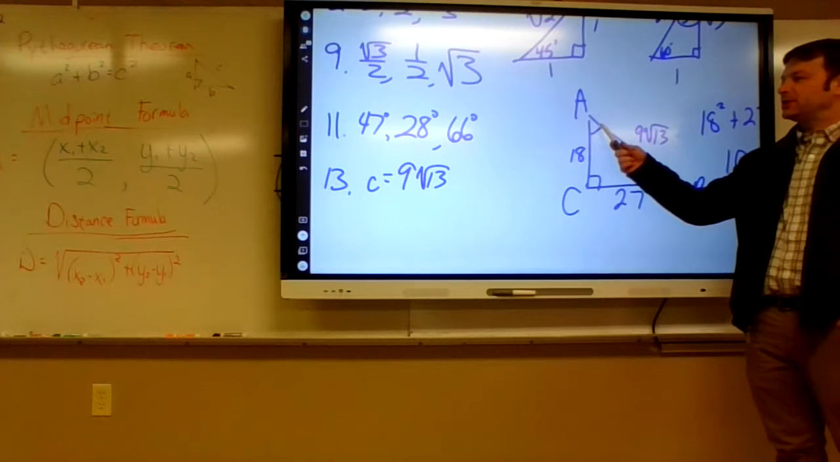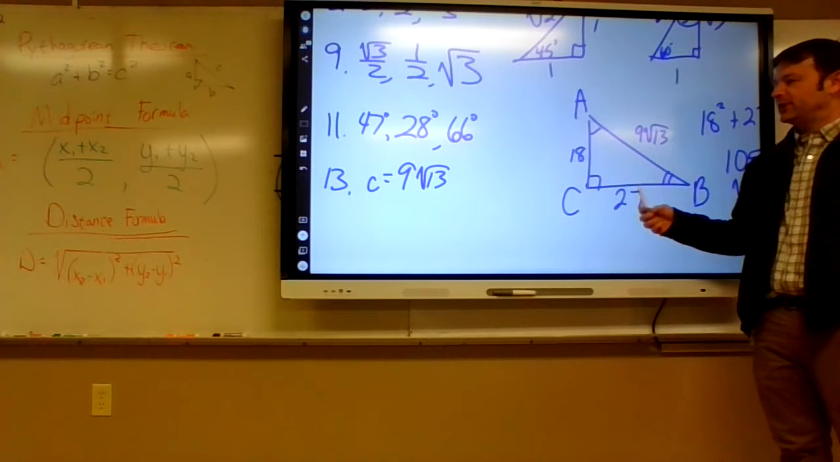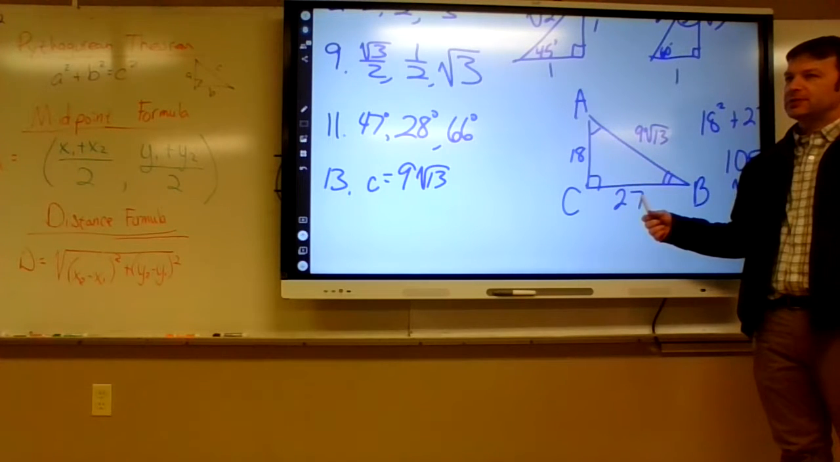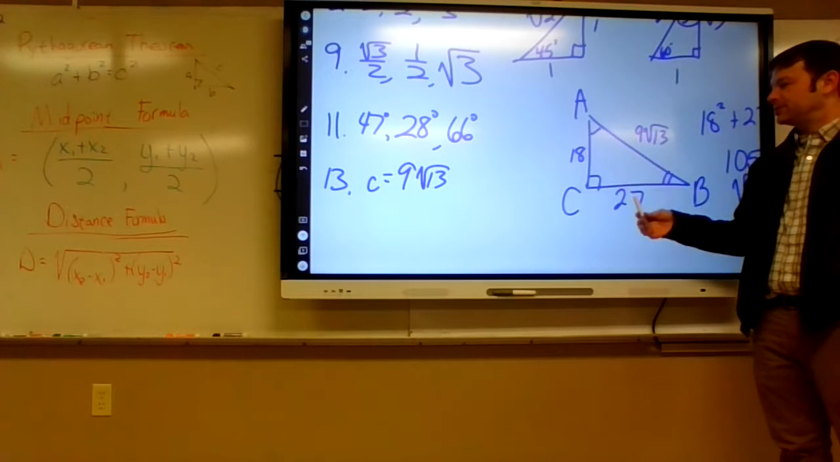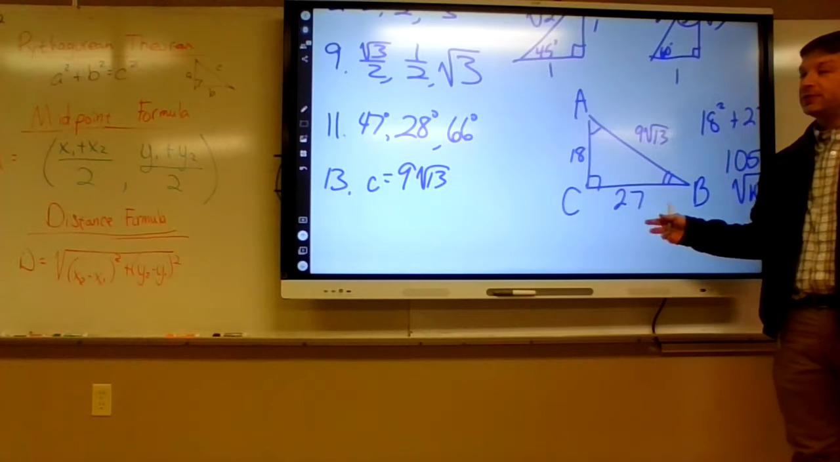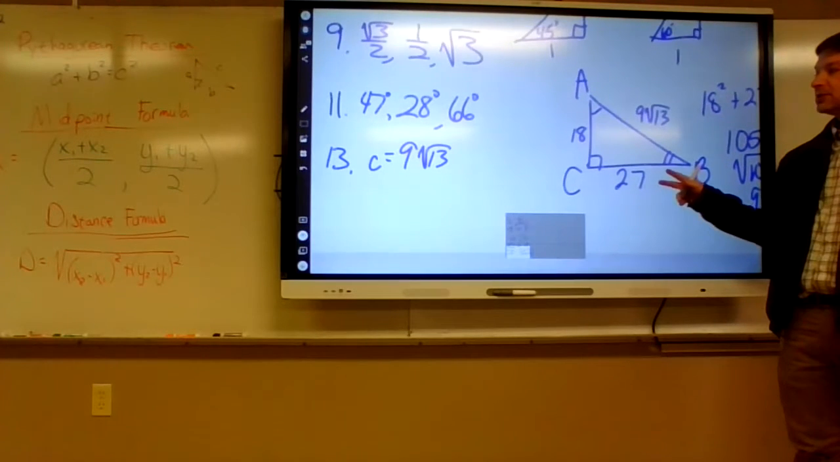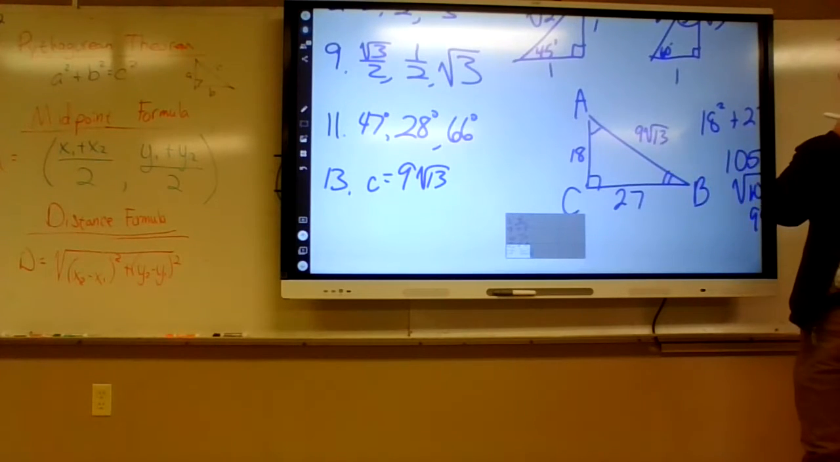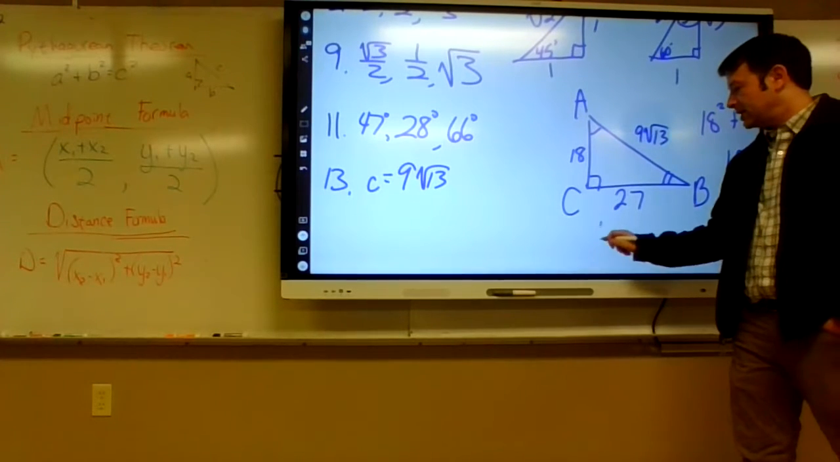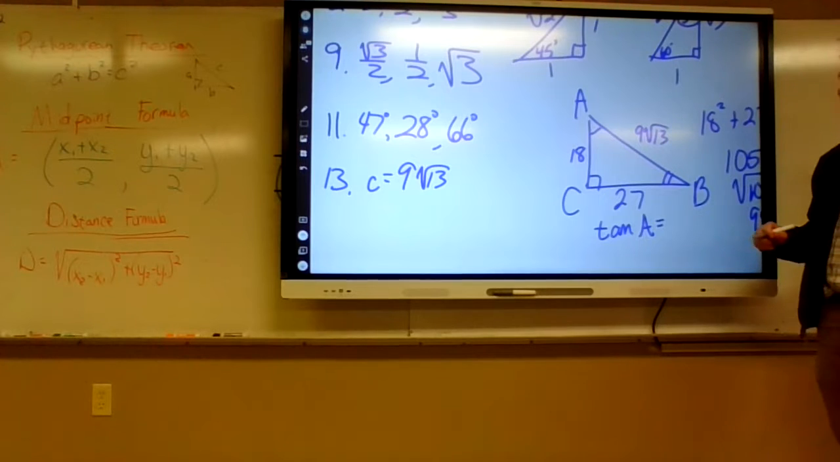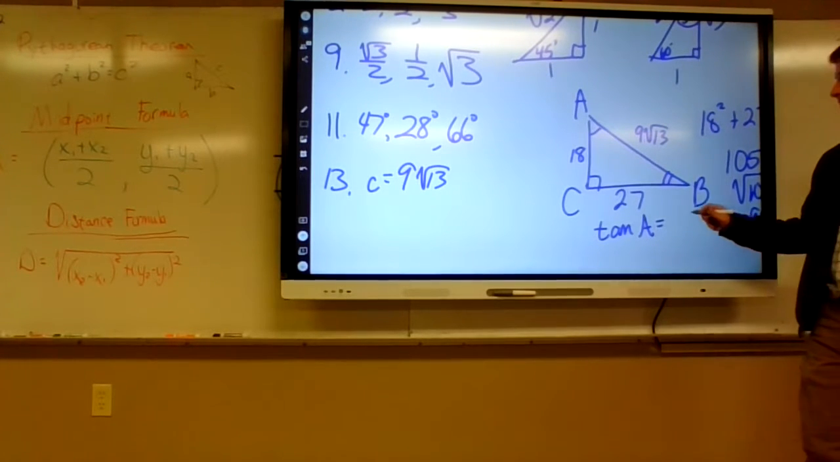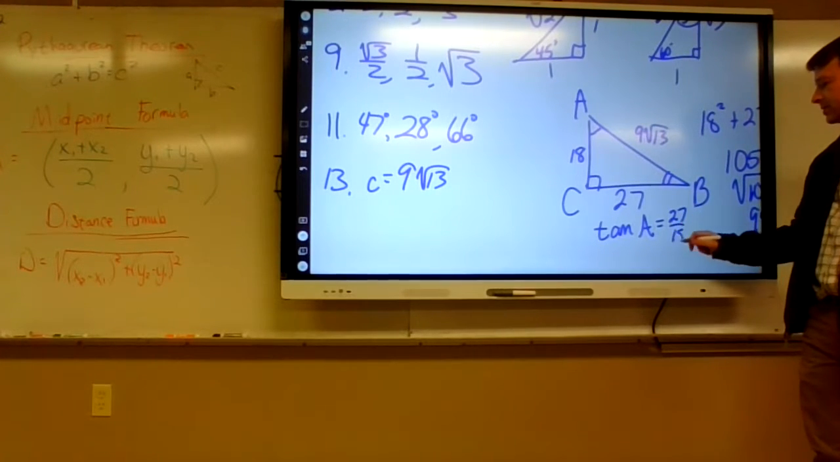Okay, relative to this angle, what two sides did we have here? 18. Technically, we could use this one too, but let's use the simpler two. 18 and 27 are the what sides? Adjacent and opposite. So which tangent? Tangent of angle A should equal what? 27 over 18. Opposite over adjacent.